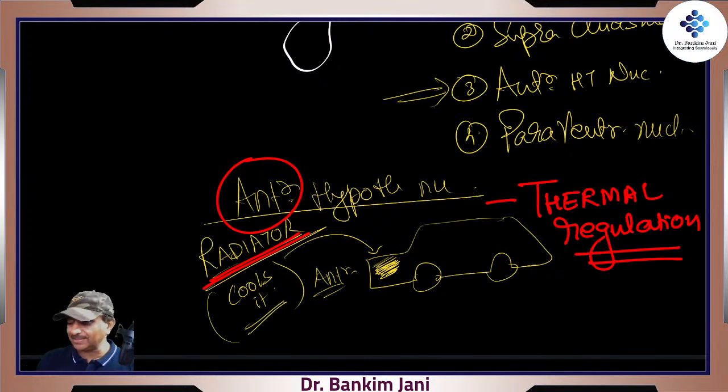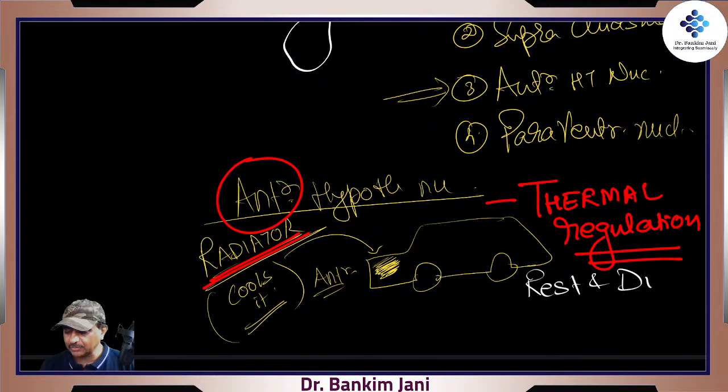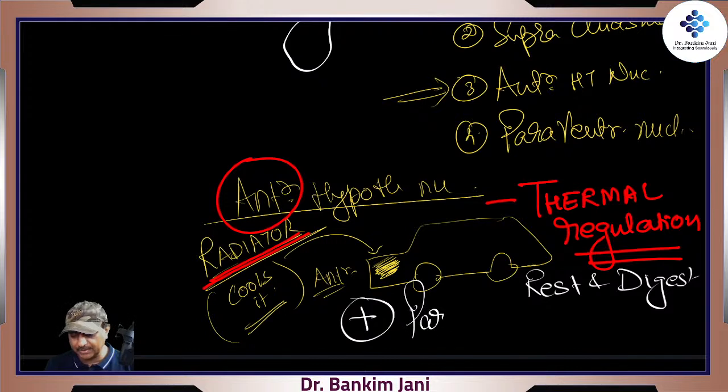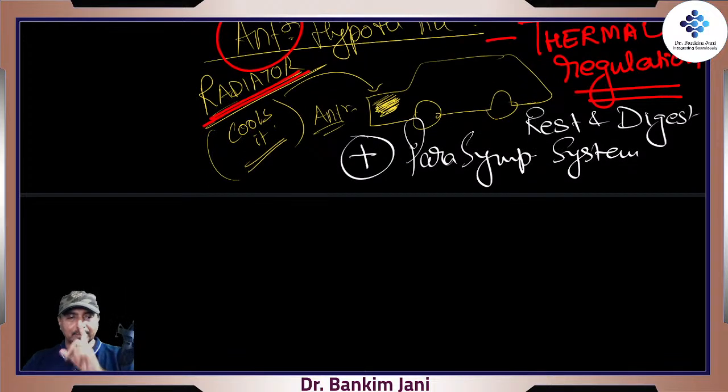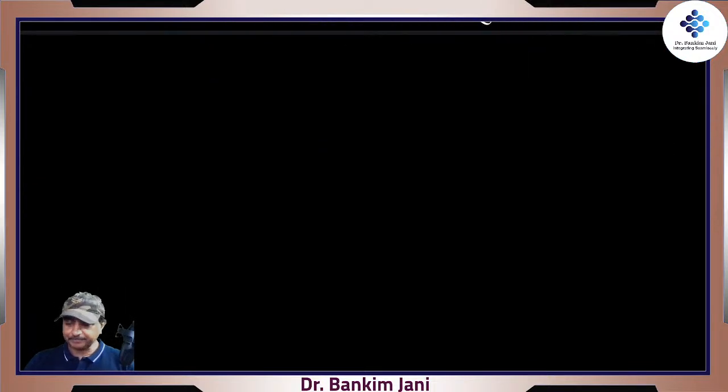This thermal regulation, how is it done? Which system will do it, sympathetic or parasympathetic? Immediately you will say parasympathetic, because sympathetic will say fight. This will say no boss, rest, right? So we want that rest and digest. For rest and digest, very confidently we say it stimulates the parasympathetic system. Cool, right? So that's the thing for anterior hypothalamic nucleus. Remember, anterior, right?